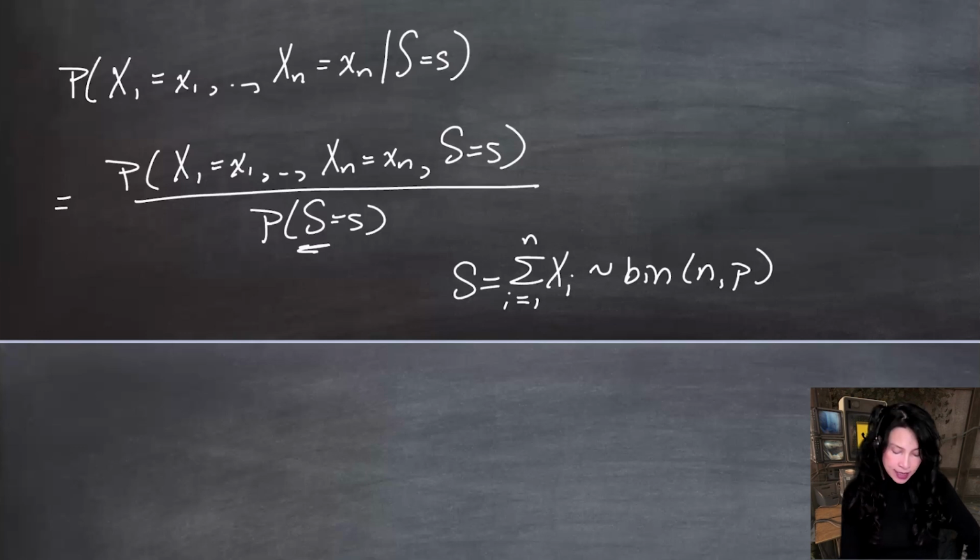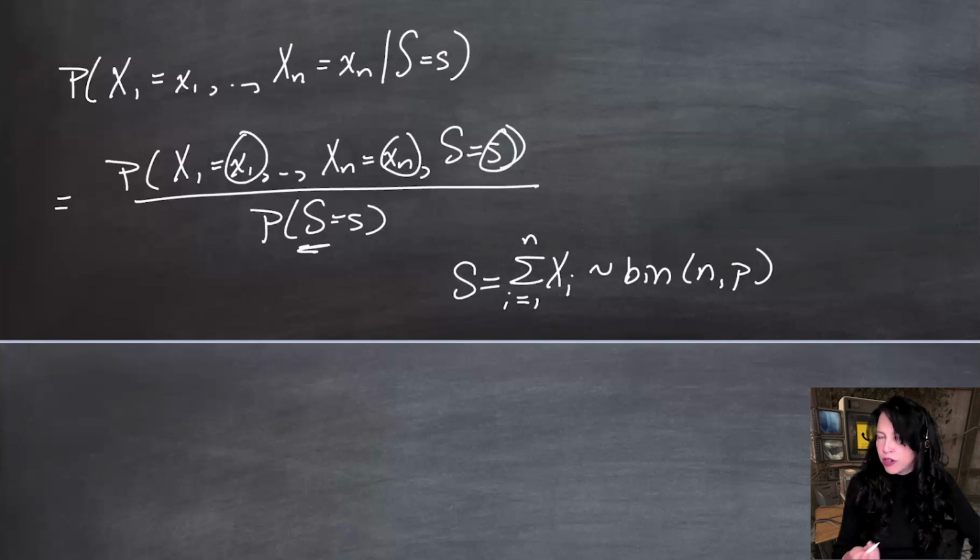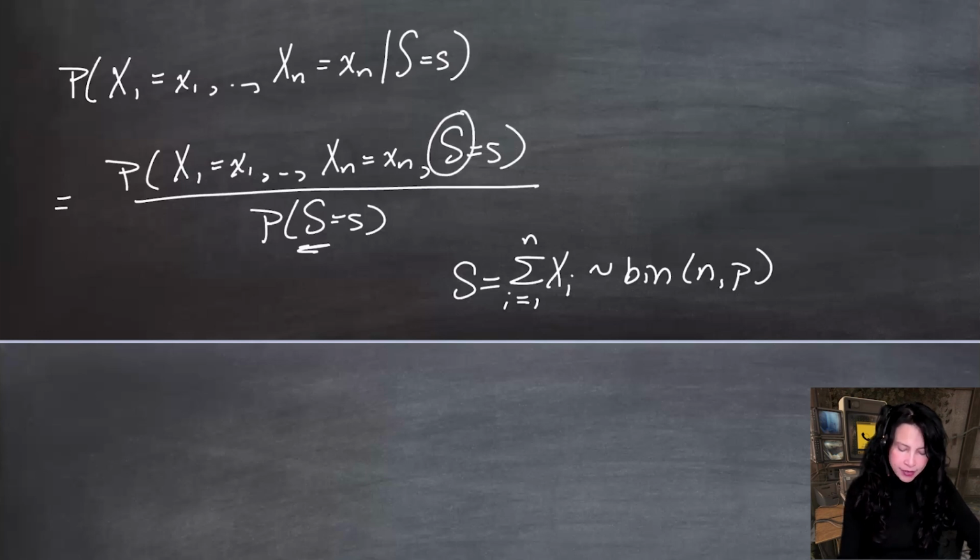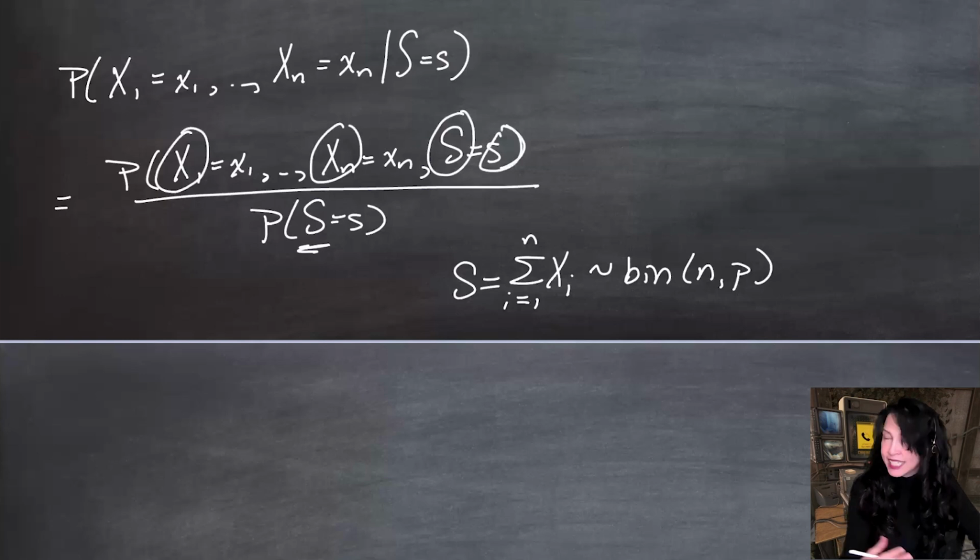Note that the little x1 through little xn and the little s, these are just arguments for a function we're computing a probability for. And the capital S is definitely the sum of the capital X's, but the little s is whatever you plugged it in to be. It's not necessarily the sum of the little x's.